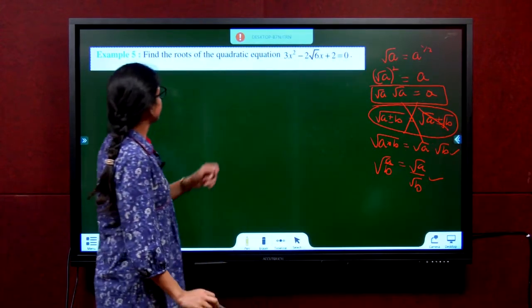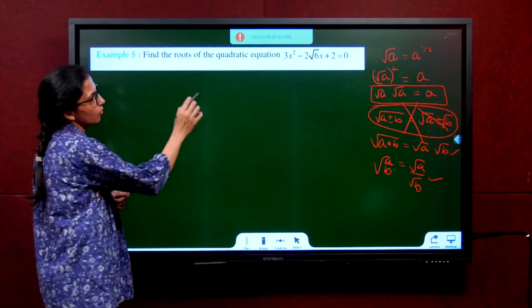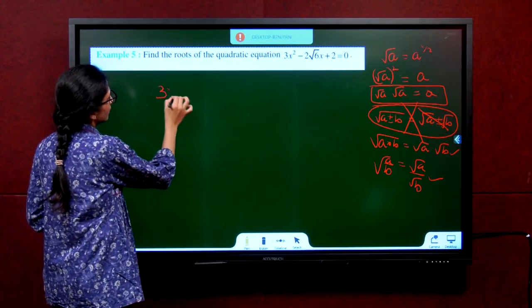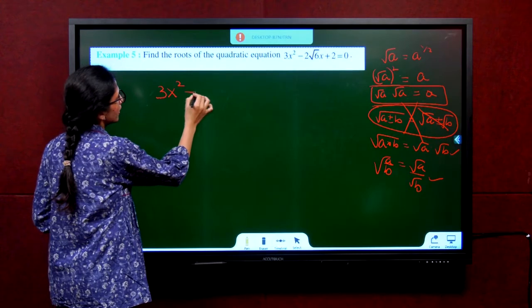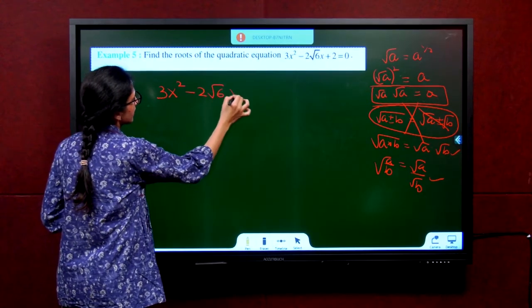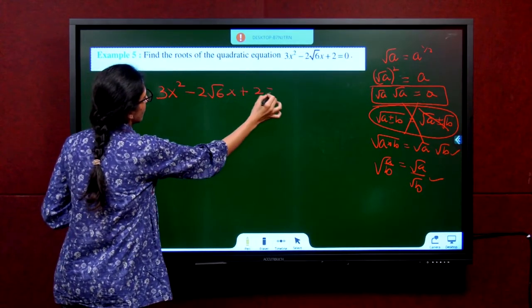Taking this example, find the roots of the quadratic equation. The equation given is 3x square minus 2 root 6 x plus 2 is 0.